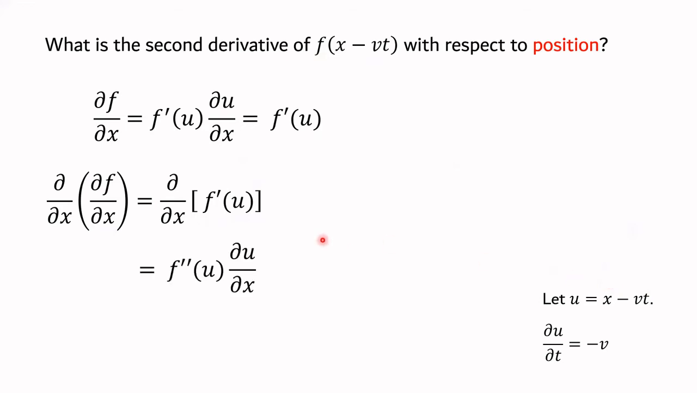So let's use the chain rule once again. First, we'll ask, how does this quantity change with respect to u, and then multiply by du dx. Well, the derivative with respect to u of f prime of u is f double prime of u. And once again, for this specific case, du dx is just the number 1.